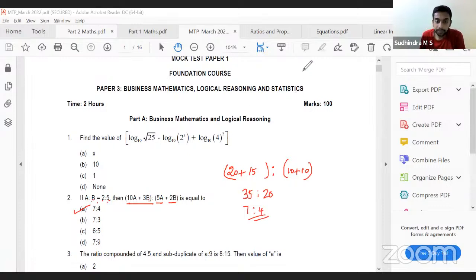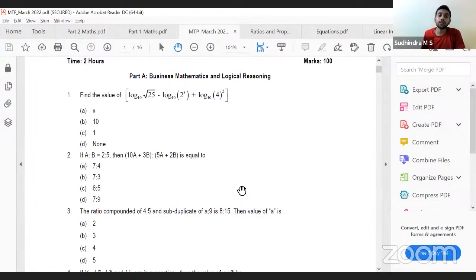Next one. The ratio compounded of 4:5 and subduplicate of a:9 is 8:15. The value of a. 4. This is simple. Compounding means what? Two ratios multiplying with each other, right? So 4:5 and subduplicate of a:9 is root a by 3, root a:3. So we get 4 into root a is to 15.